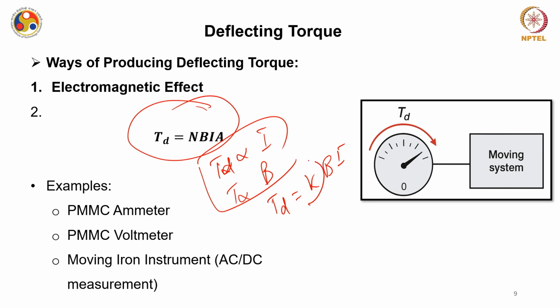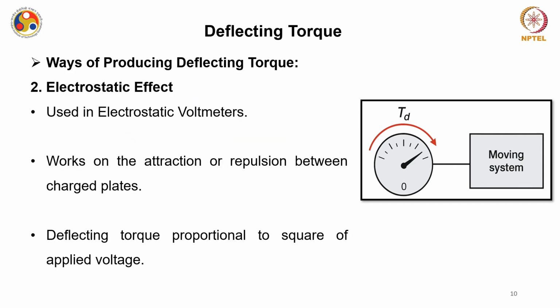Okay. We will try to understand this K when we talk about the PMMC instrument in more detail. So, this way of producing deflecting torque, which is of course based on the electromagnetic effect, is mostly found in PMMC tools as well as moving iron kind of instruments. There are other ways of producing a deflecting torque, like the electrostatic effect. Mostly this electrostatic effect is localized in electrostatic tools like electrostatic voltmeters.